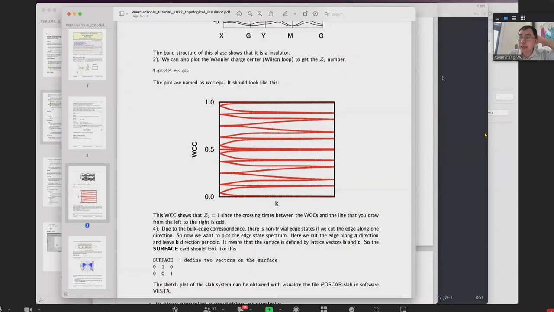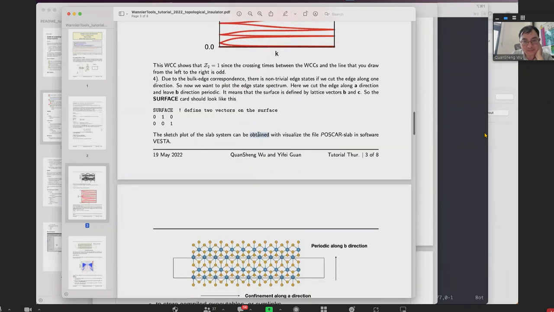Okay, and I know that there are many contents in this tutorial, and maybe most of you didn't finish all these two PDFs, but in this summer school, I would like to introduce the functionalities in WannierTools to you.